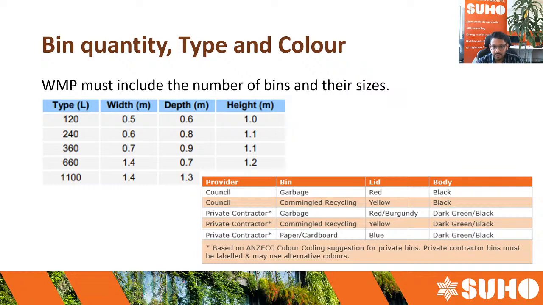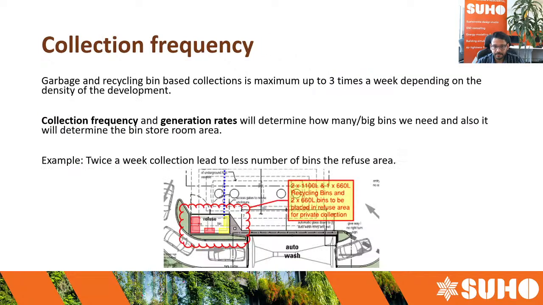Waste management plan must include the number of bins and the sizes. So we have generally 120 liter bin, 240 liter bin, 360, 660, and 1100. It depends on the space that we have and the ease of convenience that we can give to the client for the number of bins. Then they are deciding how many bins are going to be put in the development.